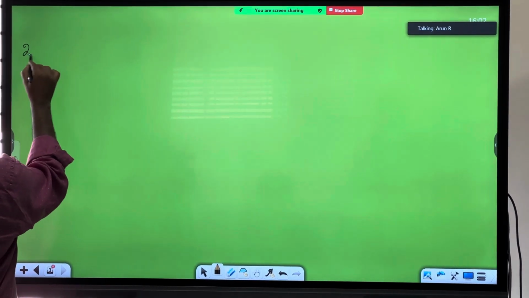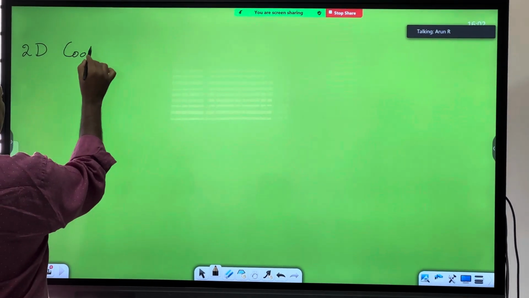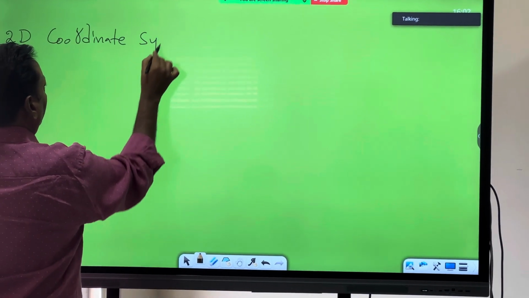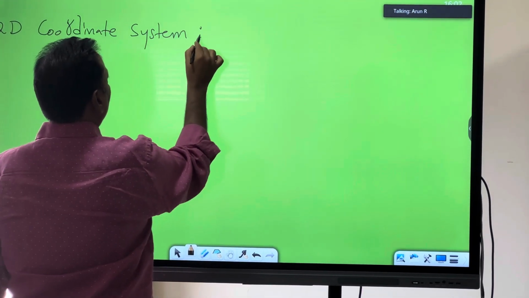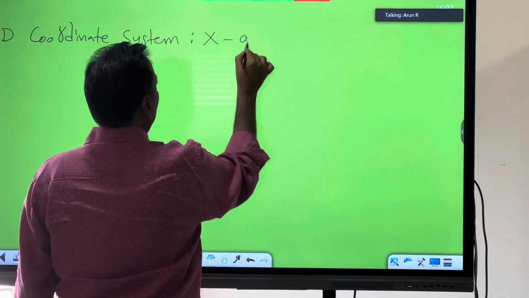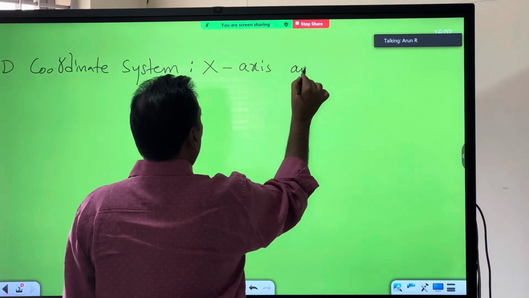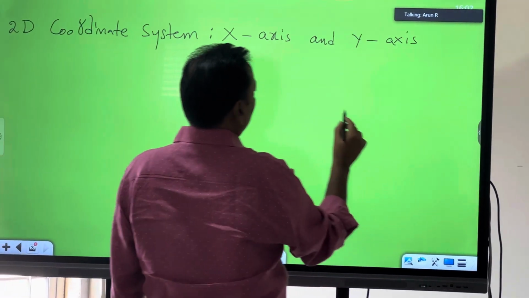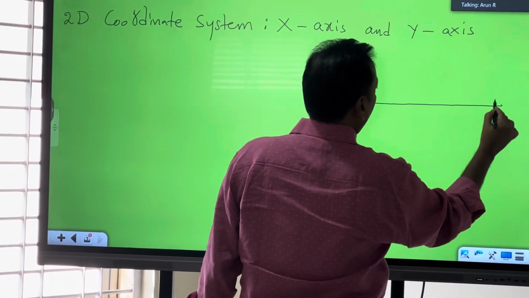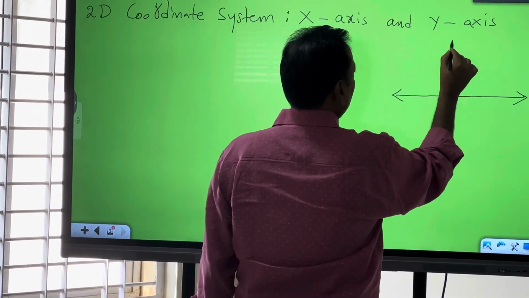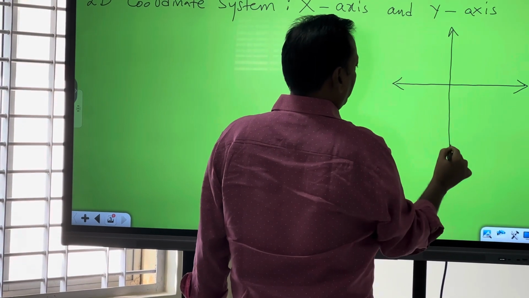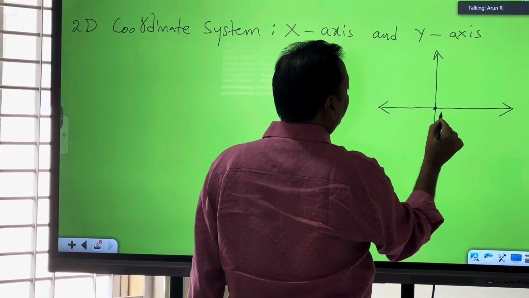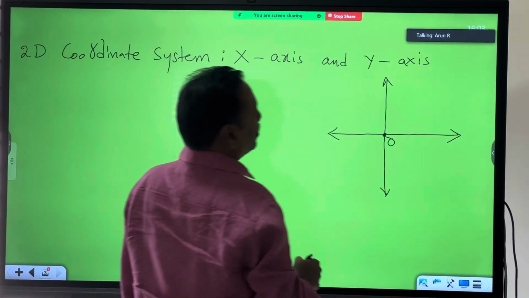So in the 2D coordinate system, you have 2 basic lines. What are they? X-axis and Y-axis. Right? So what is x-axis? All of you know, it is a basic horizontal line. And what is y-axis? Basic vertical line. That is the original or the first. And their meeting point is called origin.